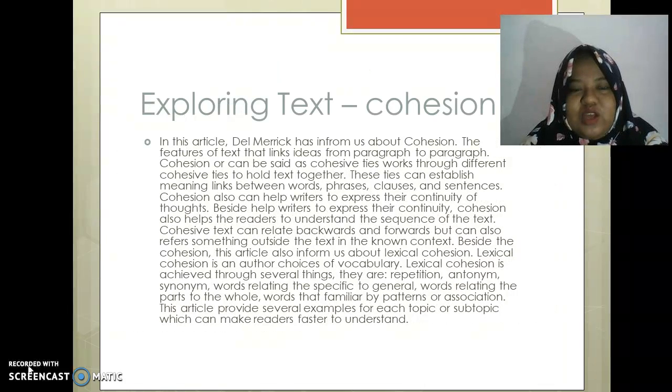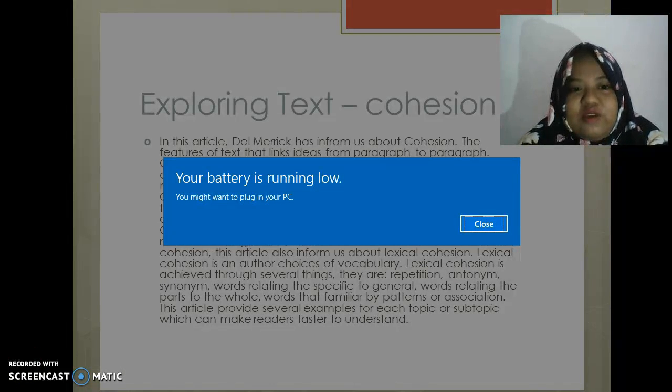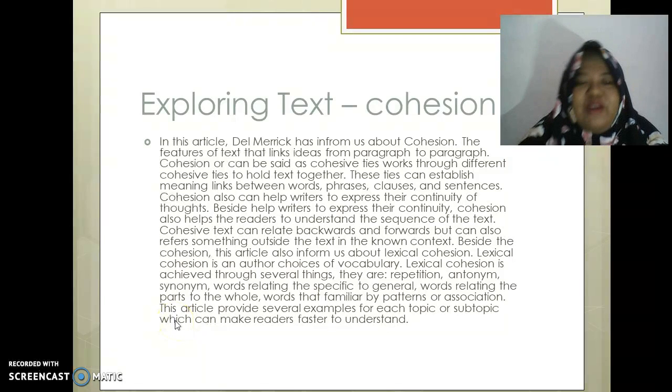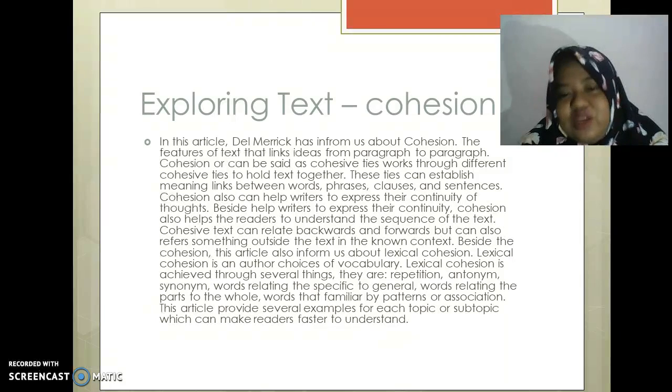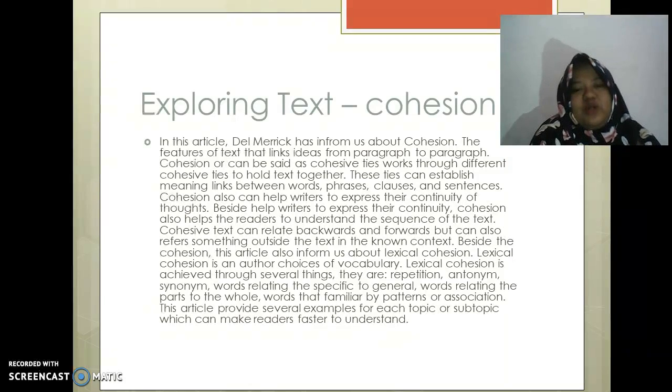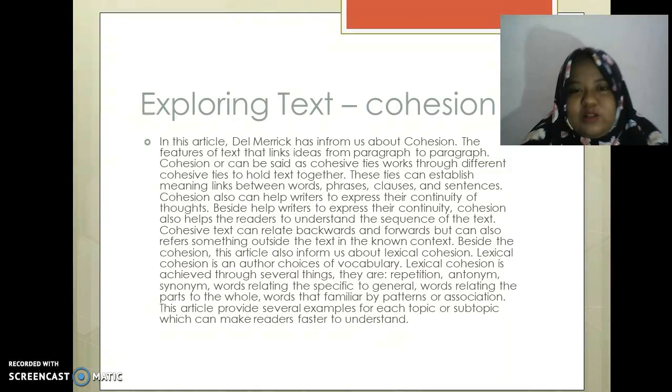And the next is Exploring Text Cohesion. In this article, Delmeric has informed us about cohesion, the features of text that link ideas from paragraph to paragraph. Cohesion, or cohesive ties, work through different ties to hold text together. So if we are trying to write something, we have to make sure that our writing has a good cohesion.